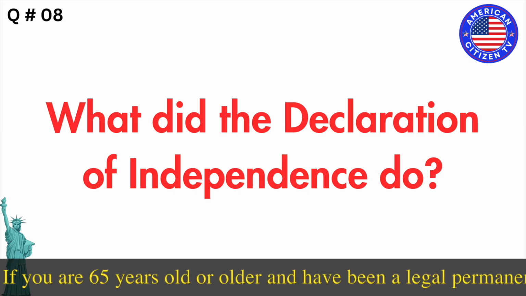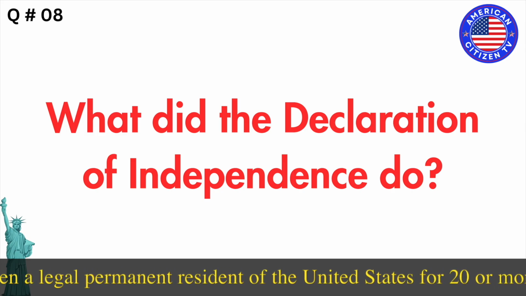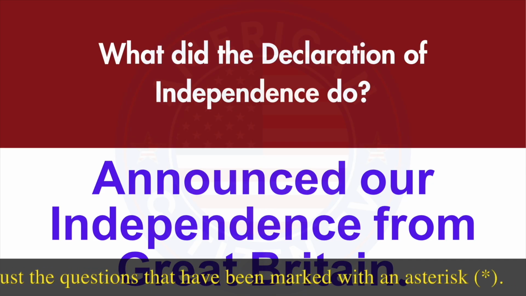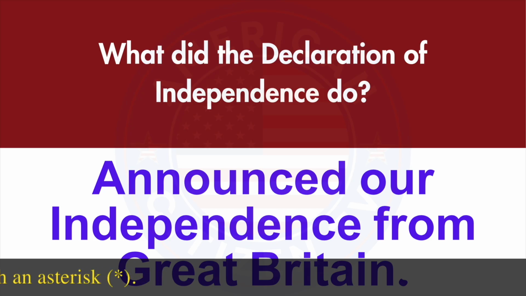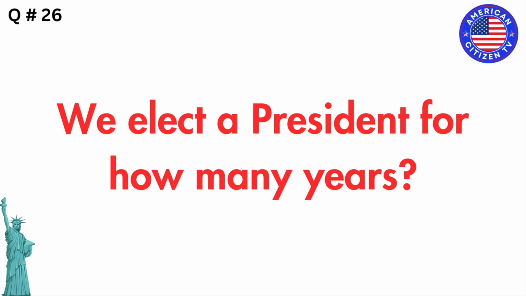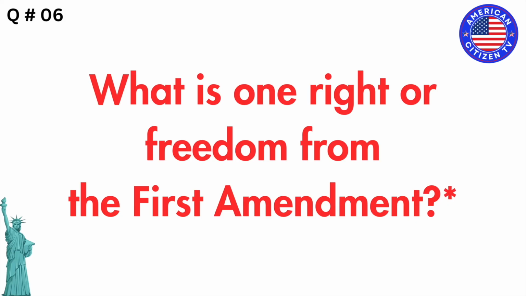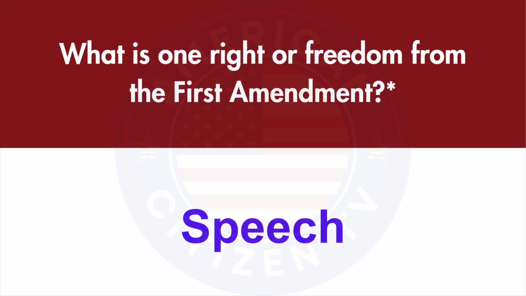What did the Declaration of Independence do? Announced our independence from Great Britain. We elect a president for how many years? 4. What is one right or freedom from the First Amendment? Speech.